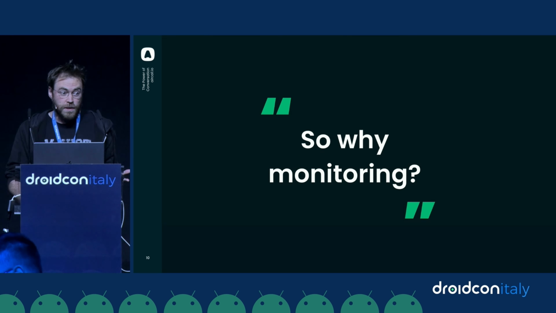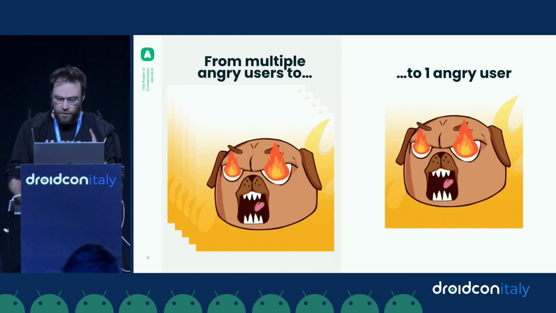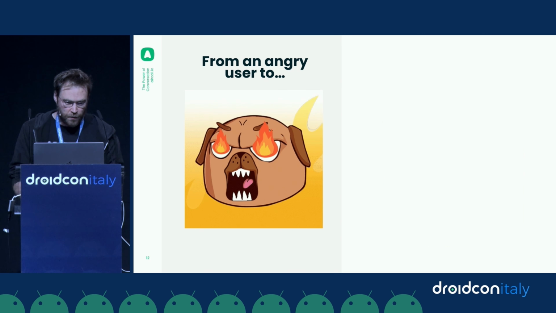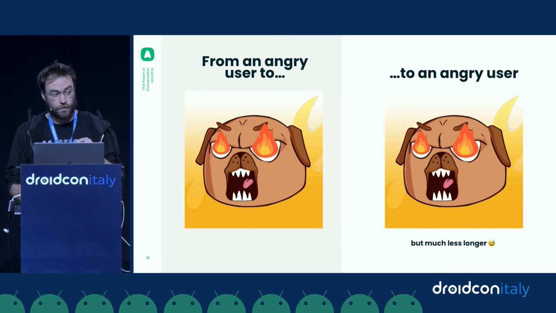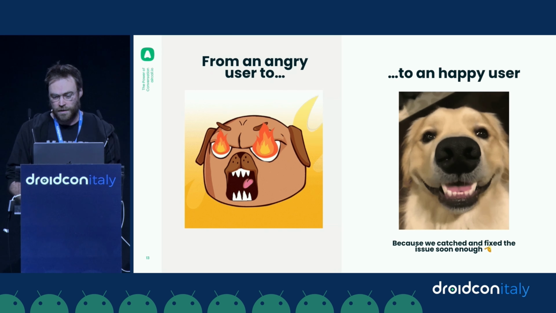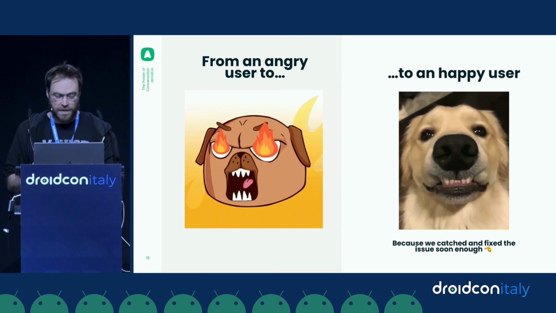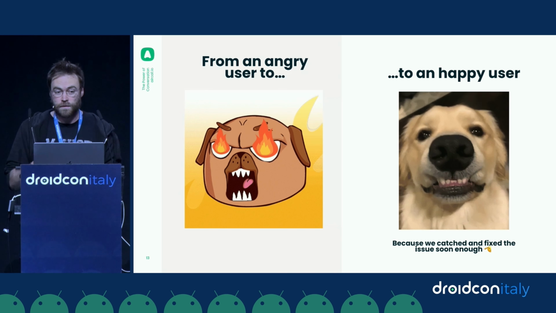So why use monitoring then? You can go from multiple angry users to a single angry user. You allow a quick reaction, so you reduce the number of angry customers. You can also go from one angry customer to still one angry customer, but for much less time. Well, that's a thing. But the best thing is to go from one angry customer to a happy user, because we catch the issue soon enough and we fix it on time. So maybe the user didn't even realize there is an issue, or the issue has been resolved very quickly.